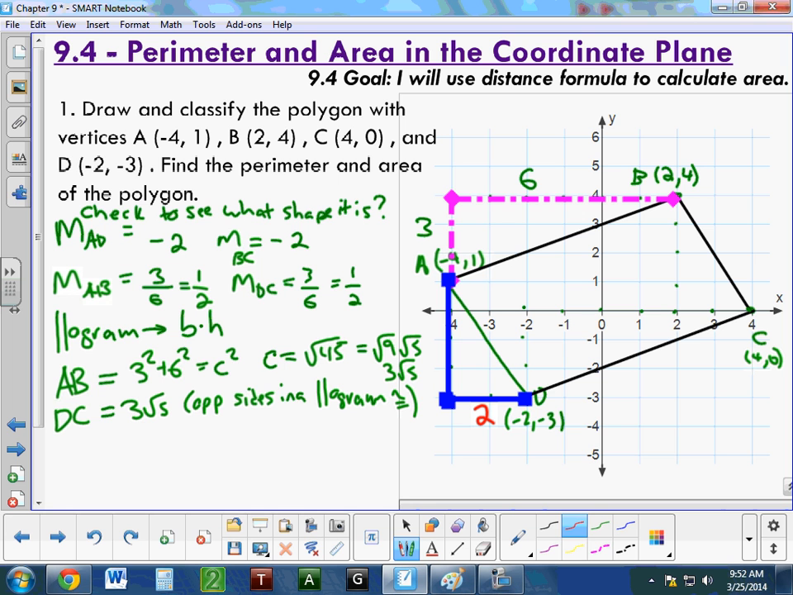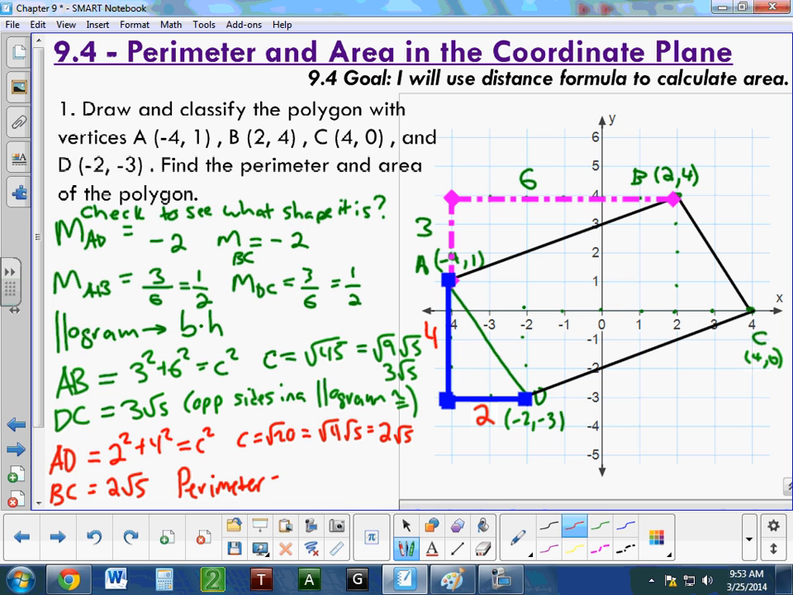This distance is 2. This distance is 4. So if I do that, wait, what side am I doing? That's AD equals 2 squared plus 4 squared is C squared. So 2 times 2 is 4, and then 16, that means C is equal to the square root of 20. If you reduce that, that reduces to 4 times 5, which is 2 square roots of 5, which also means that BC is equal to 2 square roots of 5. Again, because the opposite sides are congruent in a parallelogram.